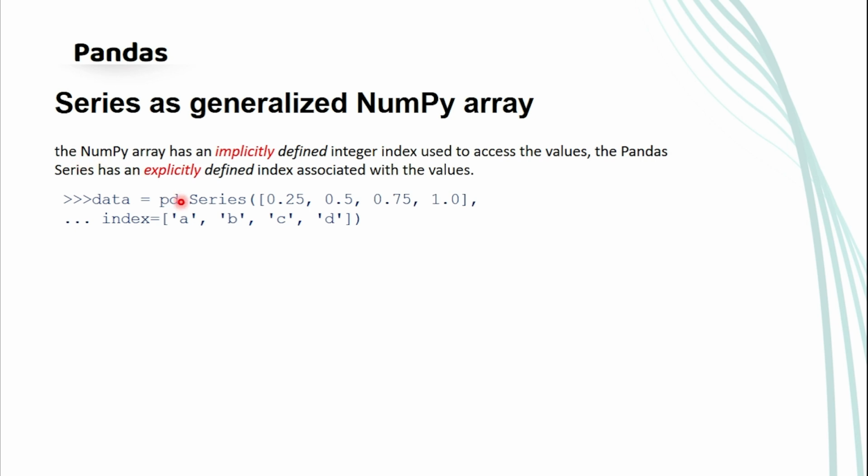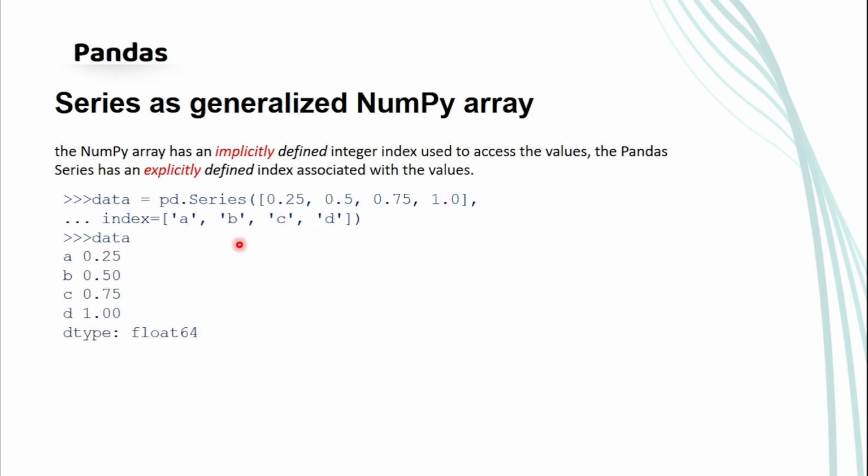The NumPy array has an implicitly defined integer index used to access the values. Implicitly, we don't need to assign the index because the index also starts from 0, 1, 2, 3. So we don't need to assign the index; a NumPy array has an implicit index. And the pandas Series has an explicitly defined index associated with the values. For example, we have pandas data created by a pandas Series from this list, and we can assign the index.